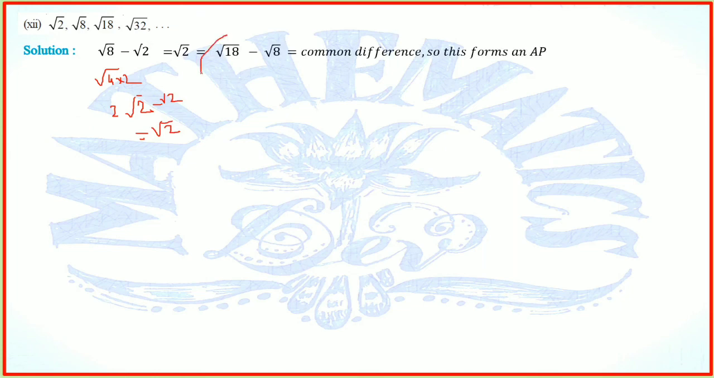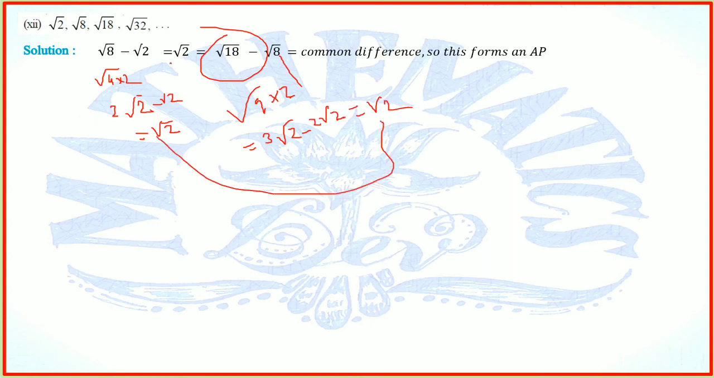Now similarly, we'll go for root 18. Root 18 can be written as root of 9 into 2. The square root of 9 is 3, so 3 root 2, and then minus root 8, which is again 2 root 2. So 3 root 2 minus 2 root 2 is equal to root 2. So this root 2 and this root 2 are both equal. That means the difference is common everywhere, so this forms an AP.